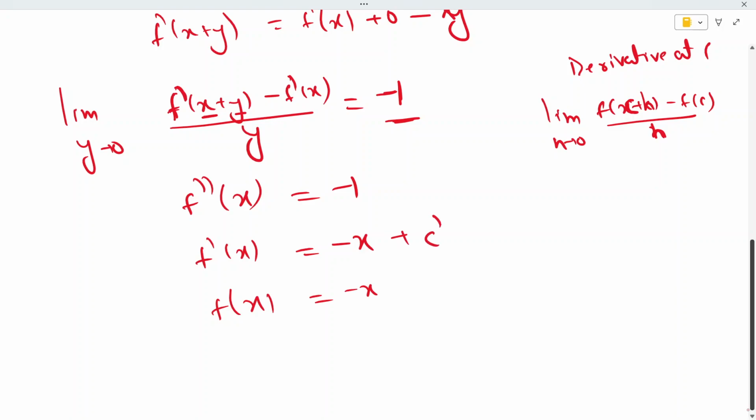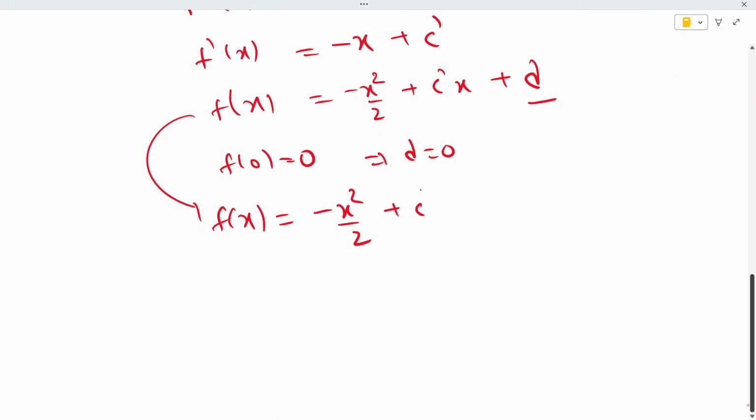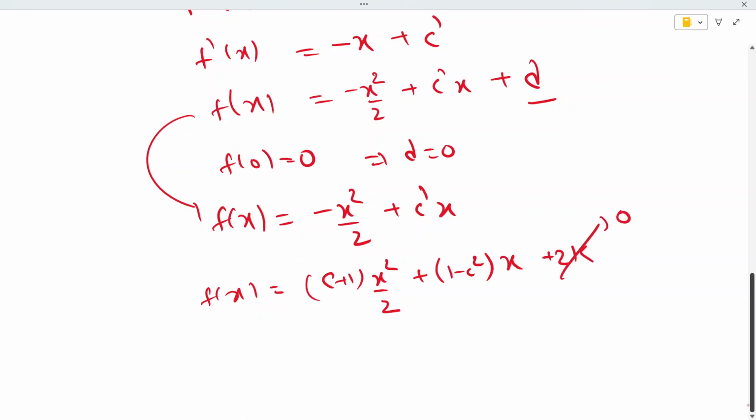Let us assume that this constant is c dash. So x square by 2 plus c dash x, and plus d here. The value of d will be 0, because f of 0 is 0. So here d is equal to 0. So the required function is f of x equal to minus x square by 2 plus c dash x, and the given function is c plus 1 x square by 2 plus 1 minus c square x, plus 2k. This term is 0, we already proved.